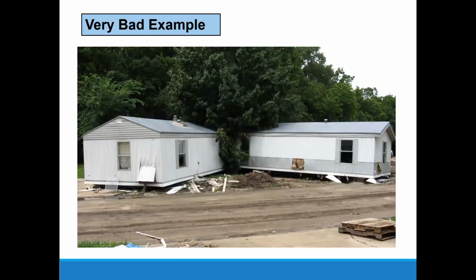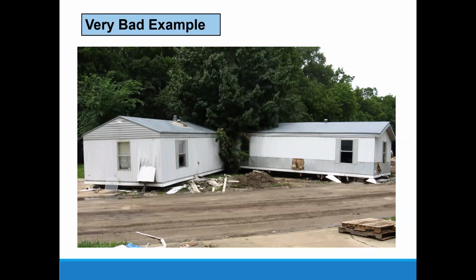Here's an example of what could happen if that manufactured home was flooded. It wasn't attached to anything, it's just on blocks. And so it can easily just float away. And anything that enters the flood water becomes debris, and it can cause even additional damage to other structures as it comes into contact with them.